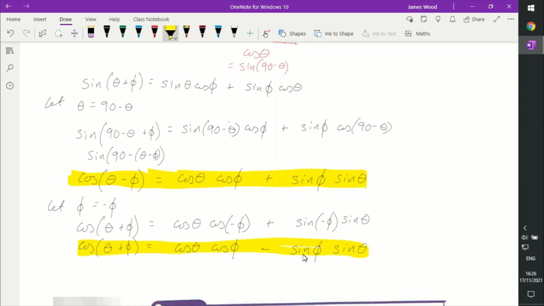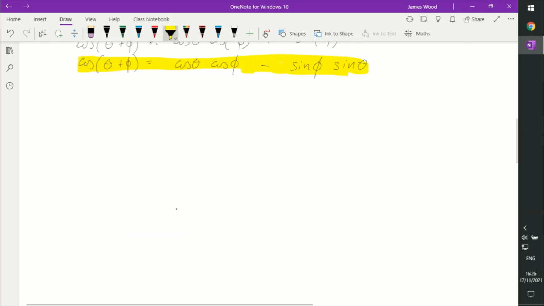Okay. So we've got our sine addition formula and we've got our cosine addition formula. So the last two we need to get are just the tangent formula. Now, a good place to start to get our tangent formula, we know that tan is sine over cos. We know that well by now. So I could write tan theta plus phi as sine theta plus phi over cos theta plus phi.